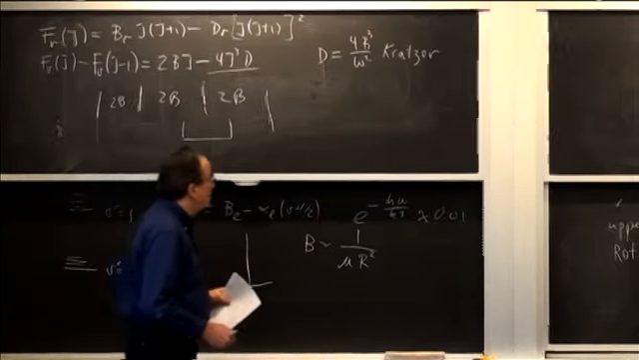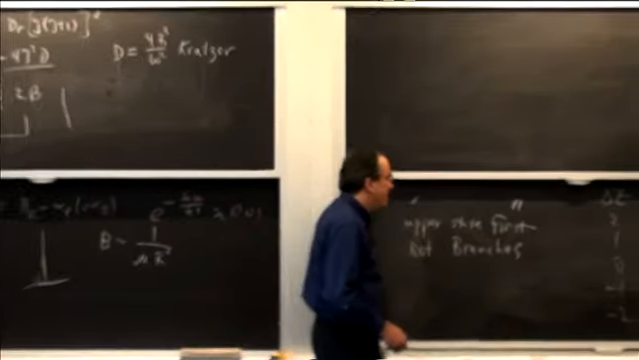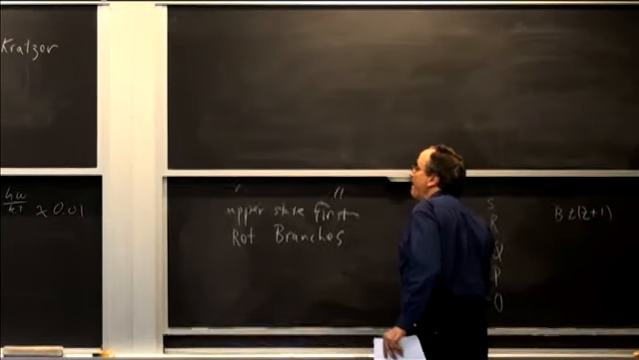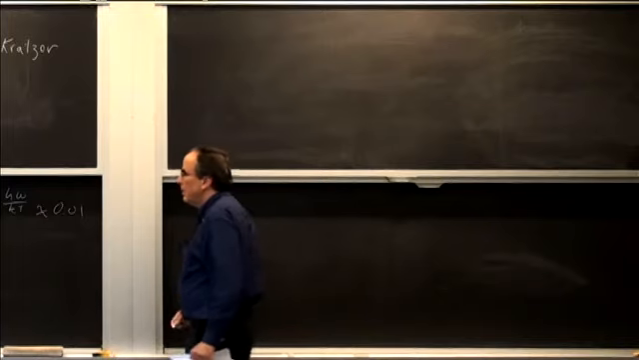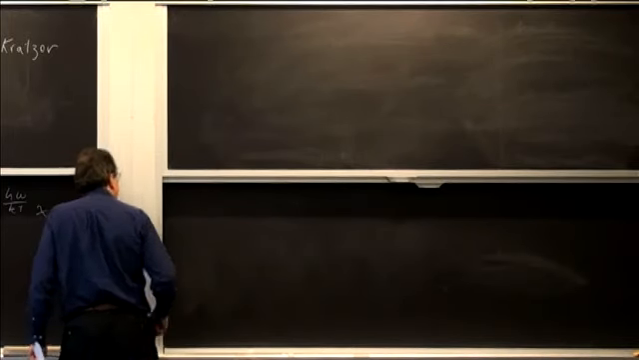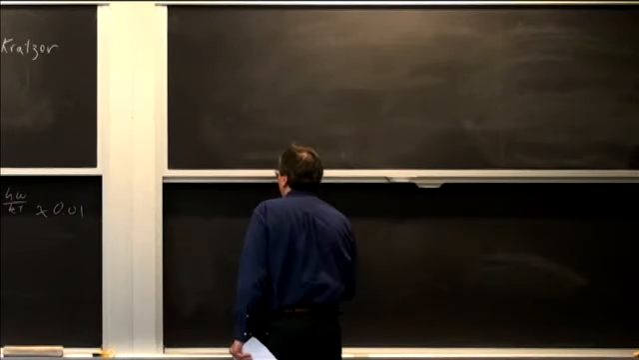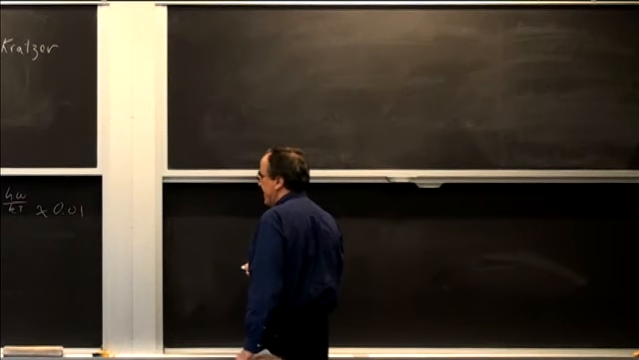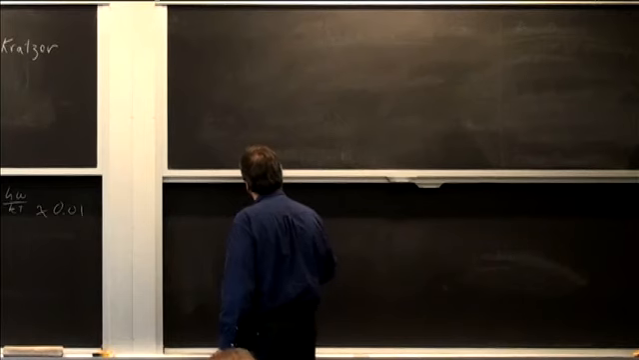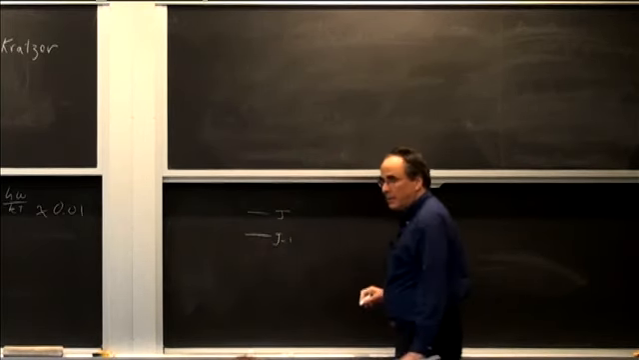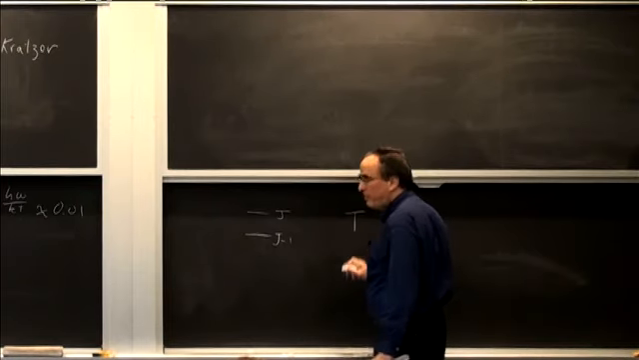One more thing. Two more things about pure rotation spectra. Suppose we're observing a J minus 1 to J transition. What will be the temperature dependence?